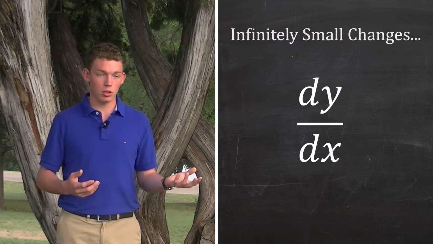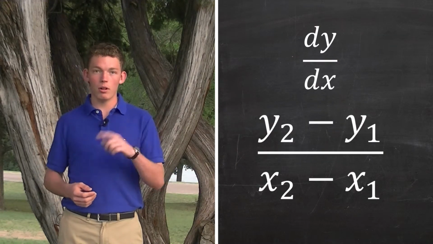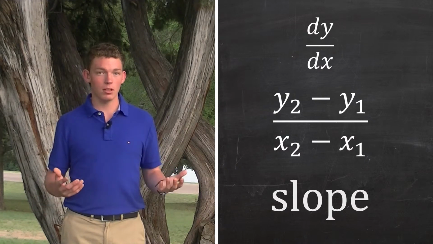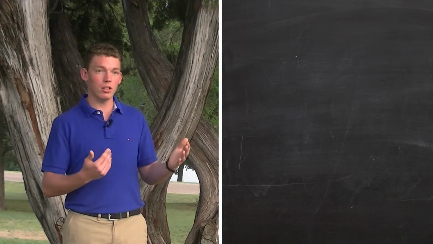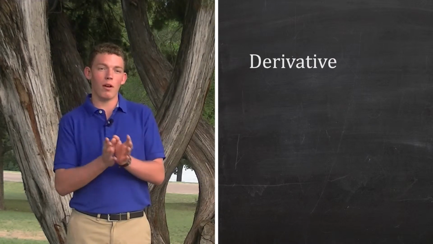And if you remember back to algebra and pre-cal, y2 minus y1 over x2 minus x1 is slope. So dy over dx is the same thing as slope. So what you're really doing when you take the derivative of an equation is you're finding its slope. Now, it'll give you an equation, you plug in an x value to actually find that slope, but essentially that's what it's doing.